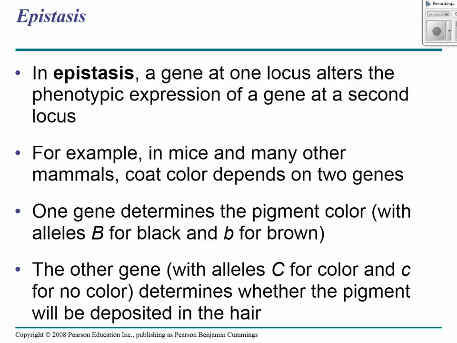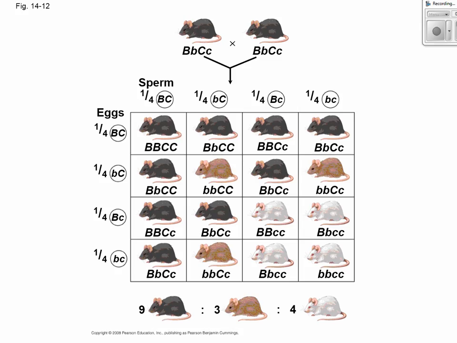One that is kind of cool to study is that mice and many other mammals have a coat color that depends on two genes. One gene determines the pigment color, with big B for black and little b for brown. Another gene, with allele big C for color and little c for no color, determines whether the pigment will be deposited in the hair. So if you have little c, even though you have big B for black in a different spot, you don't get to express that. And that pigment is never made, which is a protein.